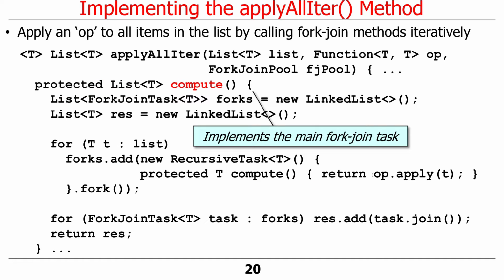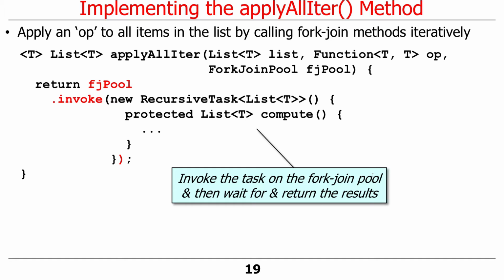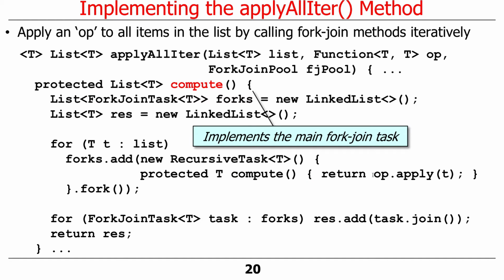Now we're going to zoom in on compute. So this is the compute method. This compute method is what's defined here. And that's the whole thing, and we'll kind of walk through it one at a time. So this is implementing the main fork join task, and then we'll see that this thing splits things up into subtasks. Okay, so this is the method that will be called on the anonymous object that's passed to the invoke method.